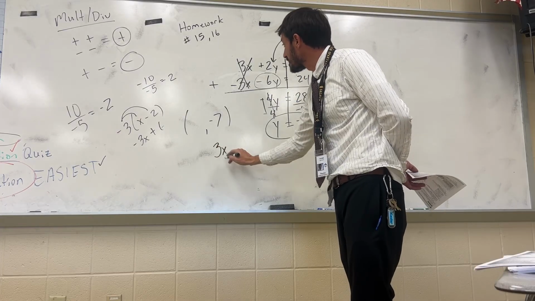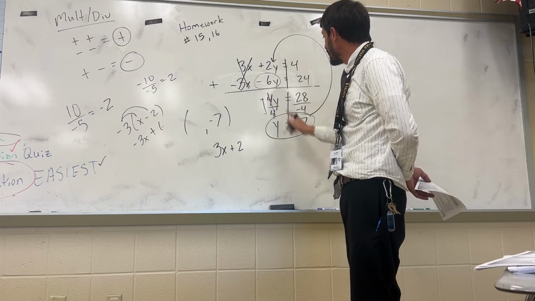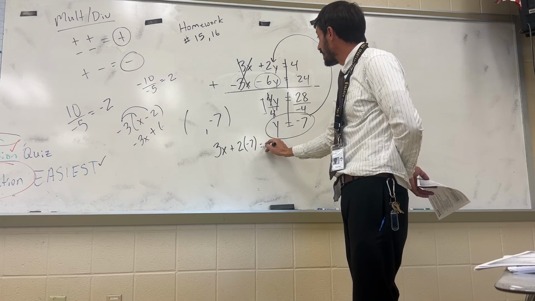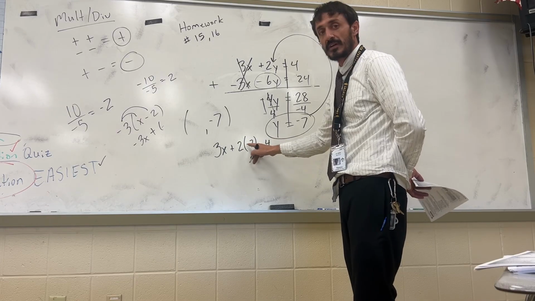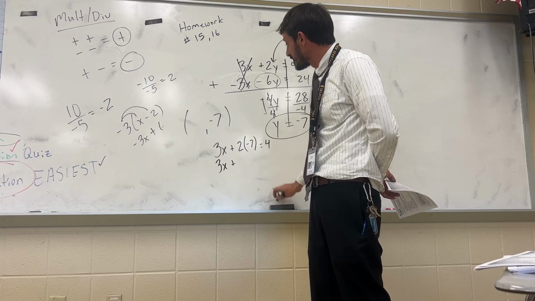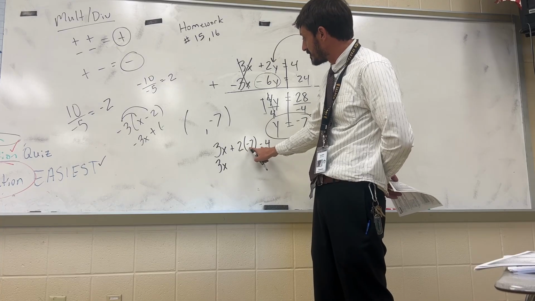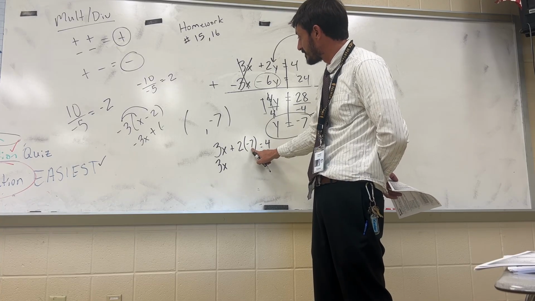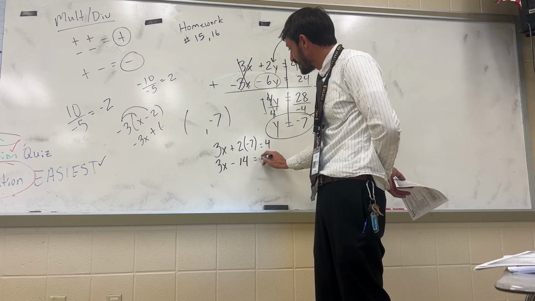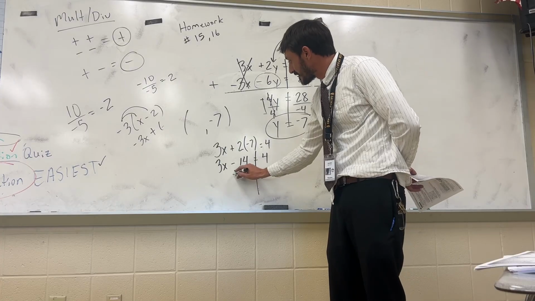So 3x plus 2. But we're not writing y. We're going to put the negative 7. Put it in parentheses because this is multiplication. Otherwise, it looks like 27. Make sure you put the parentheses around it. Now we're going to have 3x plus, well, maybe not plus. Hold on. Think of this as a positive 2 times a negative 7. 2 times 7 is 14. Positive times negative is negative. So this is going to be a negative 14 equals 4. And the negative becomes a subtraction sign. Now let's finish this. We're going to add 14.